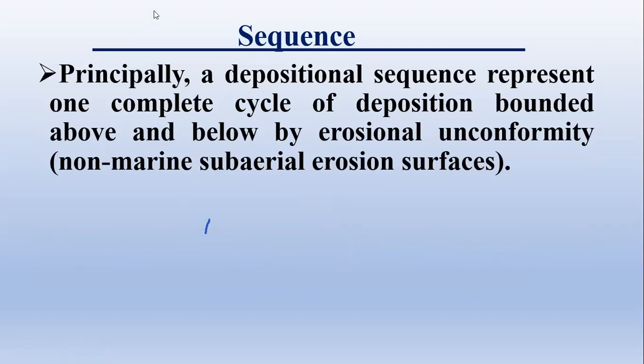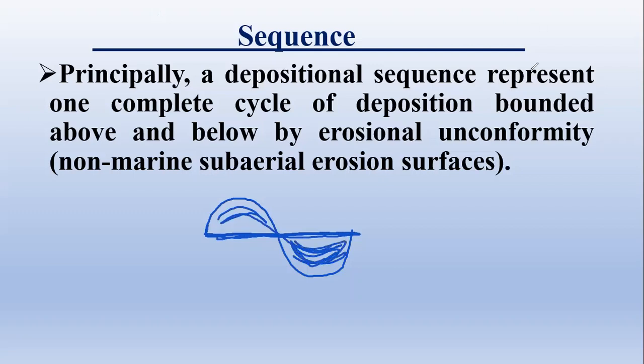Principally, a depositional sequence represents one complete cycle of deposition. In other words, each sequence represents deposition during one rise and one fall. Each sequence represents deposition during one complete cycle, means that during one rise and during one fall.